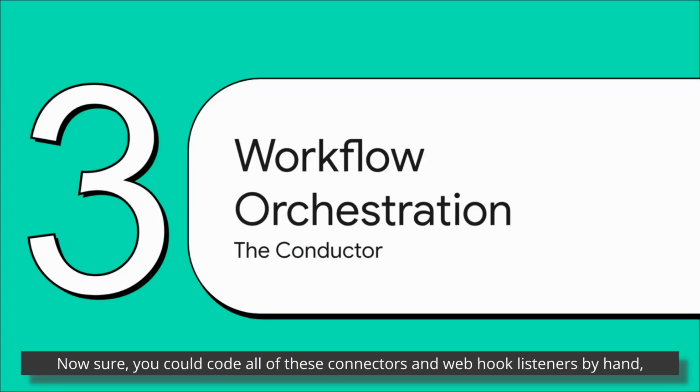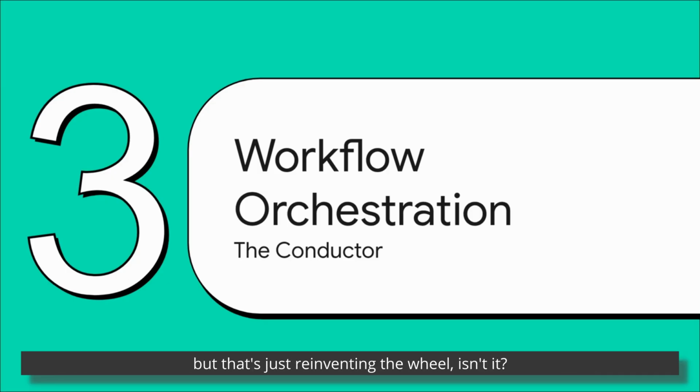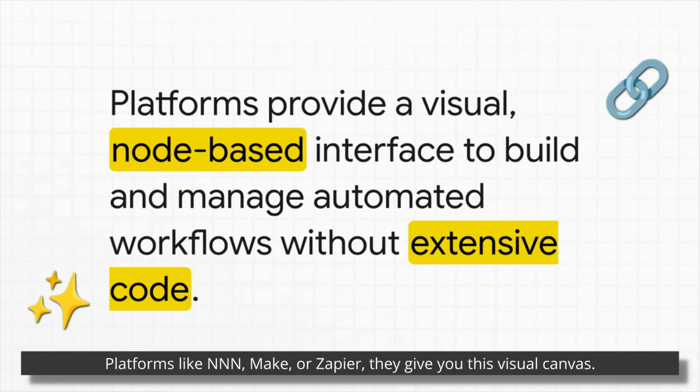Now sure, you could code all of these connectors and webhook listeners by hand, but that's just reinventing the wheel, isn't it? This is exactly where workflow orchestration platforms come in. They're like the conductor for your automation orchestra. Platforms like n8n, Make, or Zapier give you this visual canvas. Each step in your process, whether it's an API call, a bit of data transformation, or a conditional branch, is a node. You just connect these nodes to build a flow, and you let the platform handle all the messy stuff underneath, like authentication, retries, and error handling.